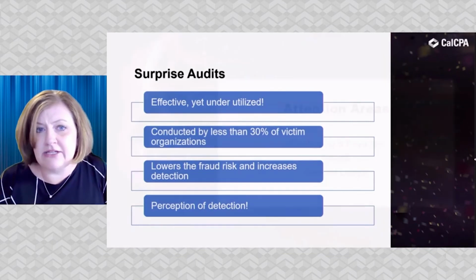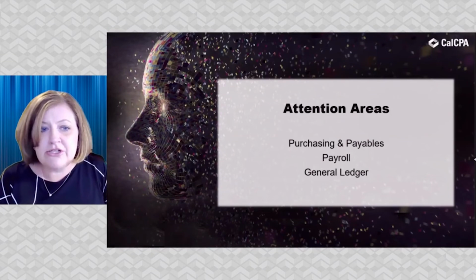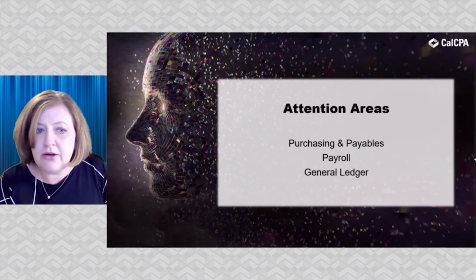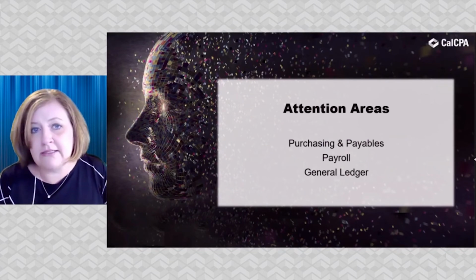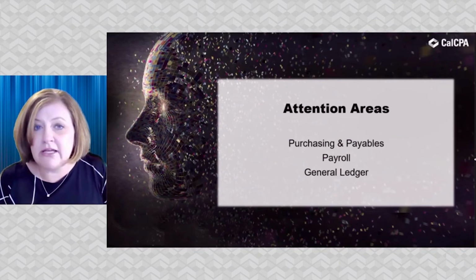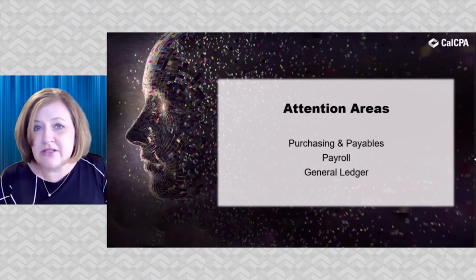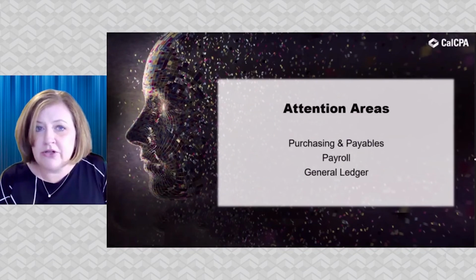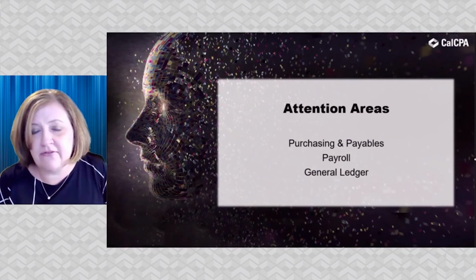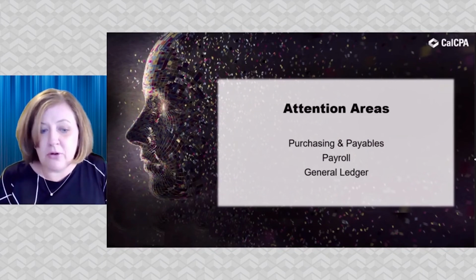So let's dig in and talk about some of these different areas that we're going to focus on. We're going to talk about how you can look at your purchasing and payables data, how you can look at your payroll data, and how you can look at your general ledger data in more detail rather than just running the standard reports that you look at. We know that in many of our organizations, there's a lot of data to comb through. So what I'm going to point out to you are some specific areas in each of these different functional areas where you can look at your data in a more refined format.